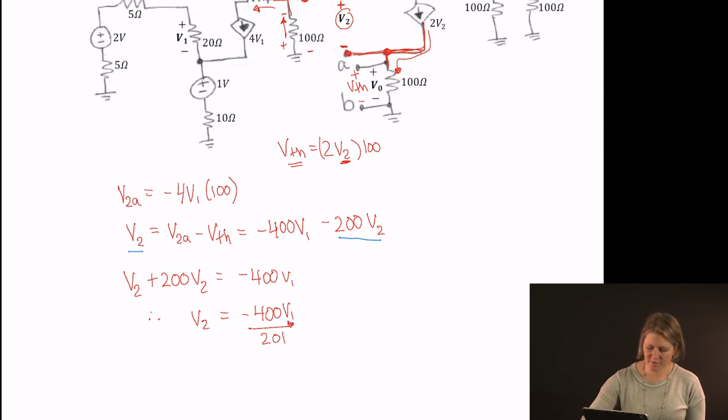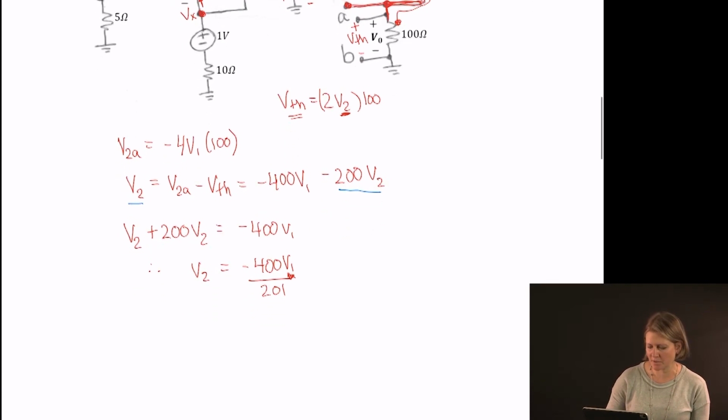Now I see that V1 is an unknown variable. So now I want to identify where V1 is. V1 is located here. And it doesn't look like there's an easy way to solve for that V1. So I like node voltage, so I'm going to call this node Vx. And then I notice that once I find Vx, I can find the current in that branch, and then I can take V1 from that current.